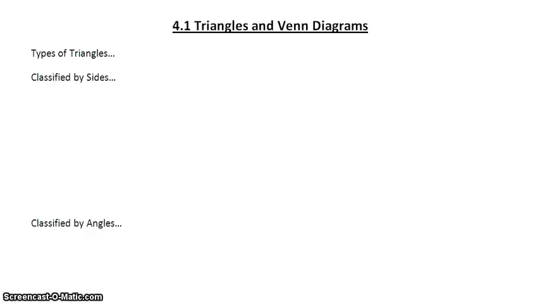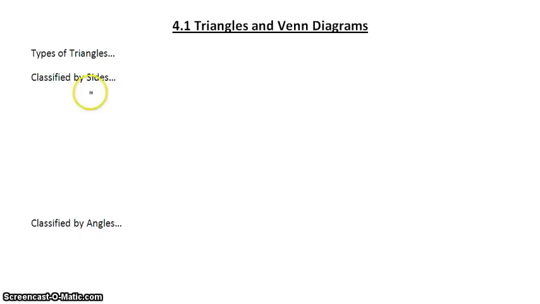Today we're going to look at two distinct topics, triangles and Venn diagrams. A triangle is a two-dimensional shape with three sides. Now there's different types of triangles, and we can classify those types of triangles two different ways.